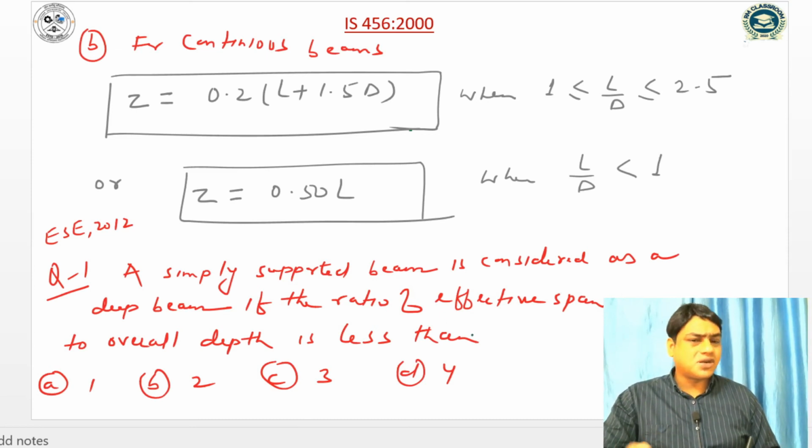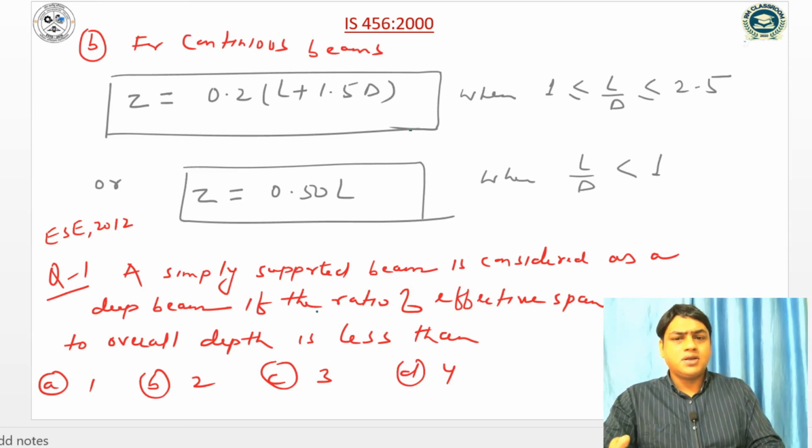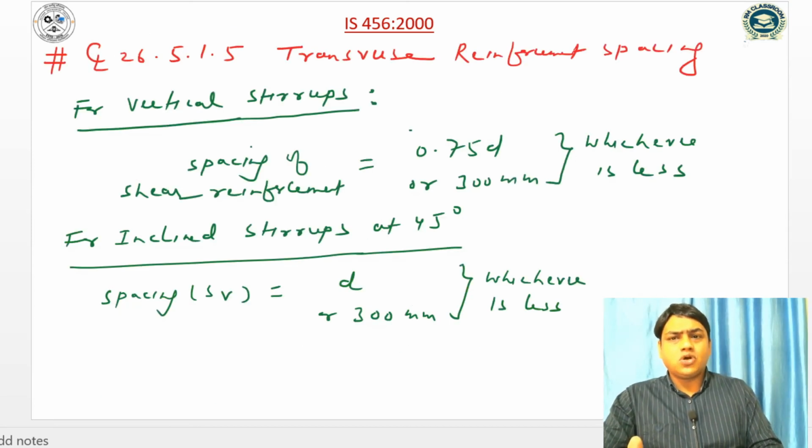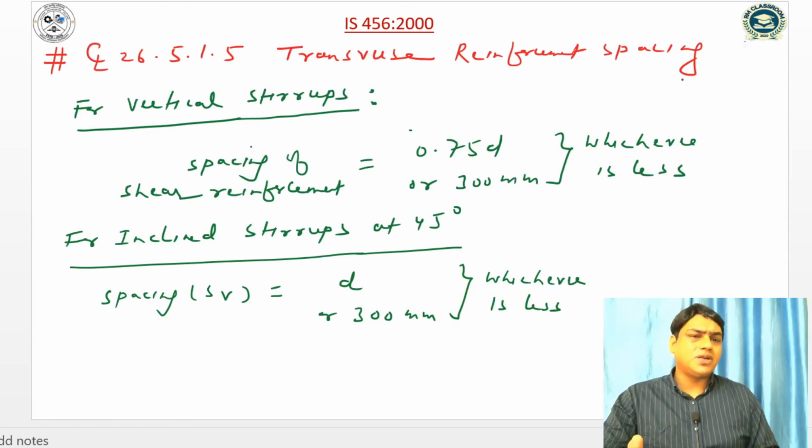So it is a very straightforward question. If the ratio of effective span to overall depth is less than, so it will be 2 for a simply supported beam, and in case of continuous it will be 2.5. Code also suggests about the transverse reinforcement spacing.